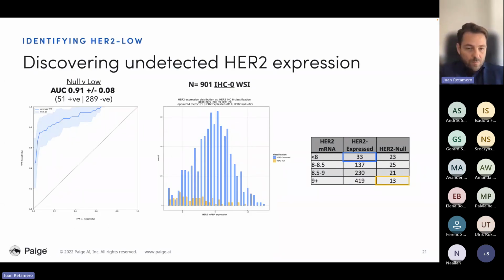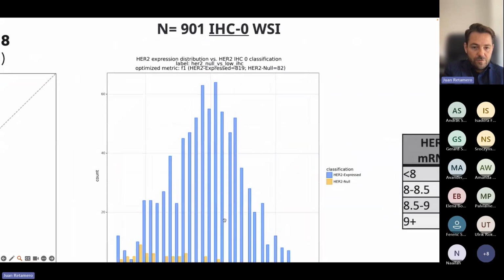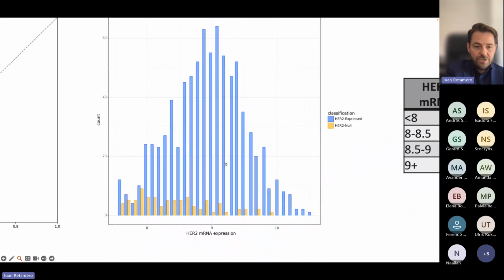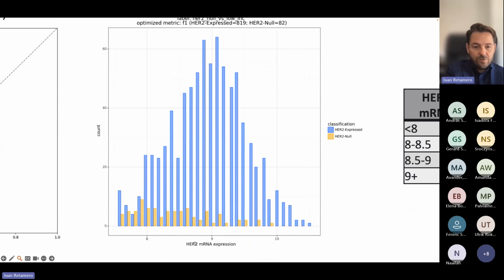What we are seeing is a distribution similar to what we see in this graph. Let me zoom in for a moment so we can see what that means better. What we are assessing is the level of mRNA expression. Here we see the normal distribution of patients that will be positive, generally speaking, for HER2 in immunohistochemistry. But we also see this subpopulation here, these yellow bars, that we believe actually correspond to a tail of the patients that would be HER2 negative.